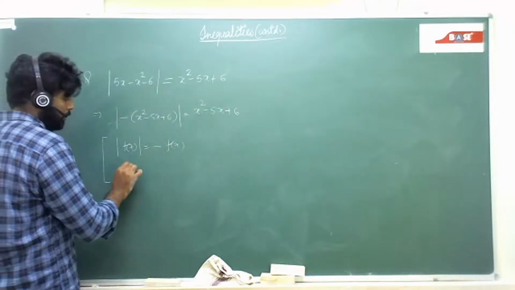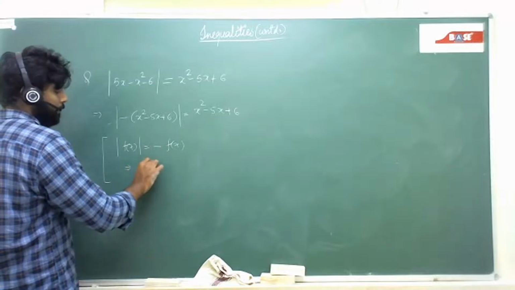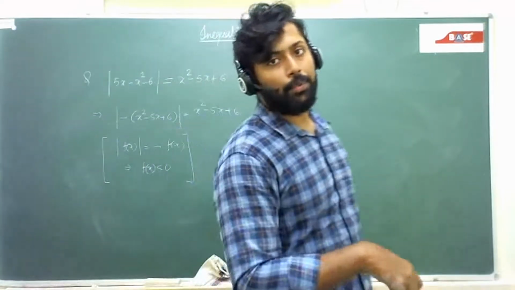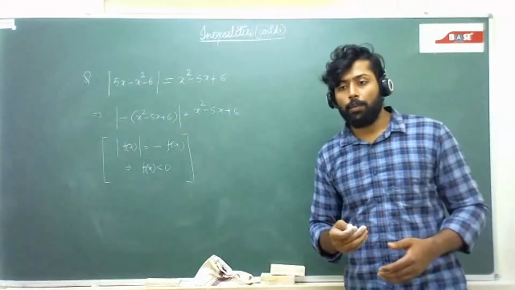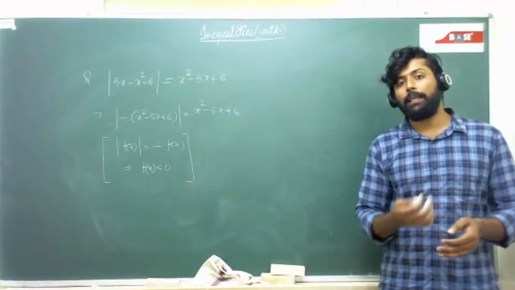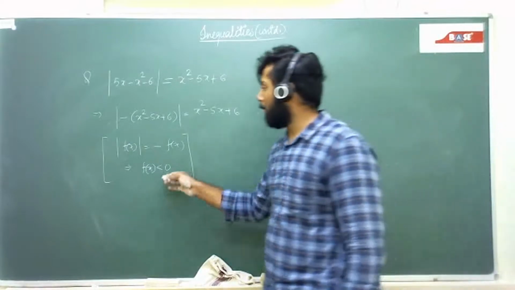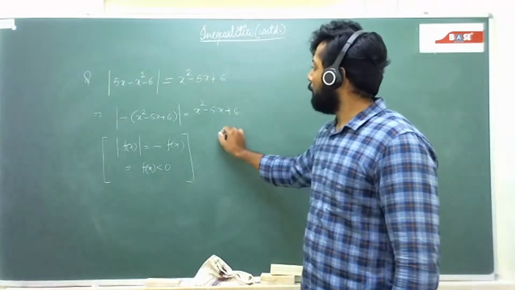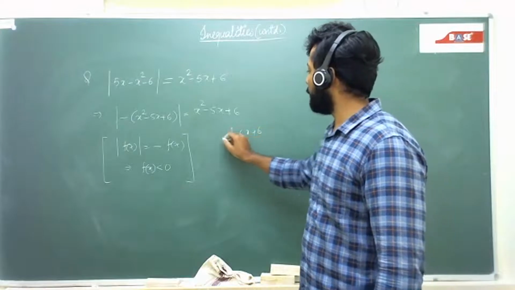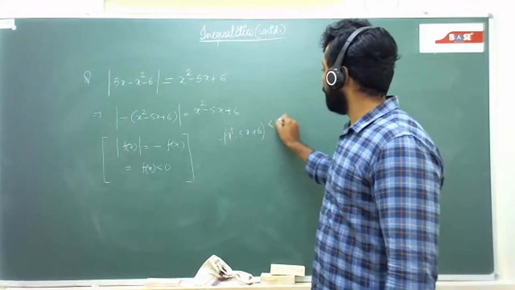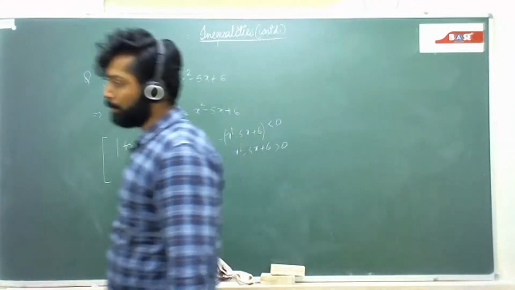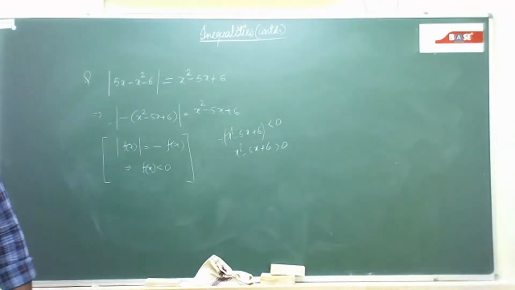And when does it occur? When f(x) is negative. If inside the modulus quantity we already have a negative, the modulus's job is to make things positive, so that quantity automatically comes with another negative, and the whole thing becomes a positive quantity. Here f(x) is negative, so that means x² − 5x + 6 is positive. That's the inequation we have now.